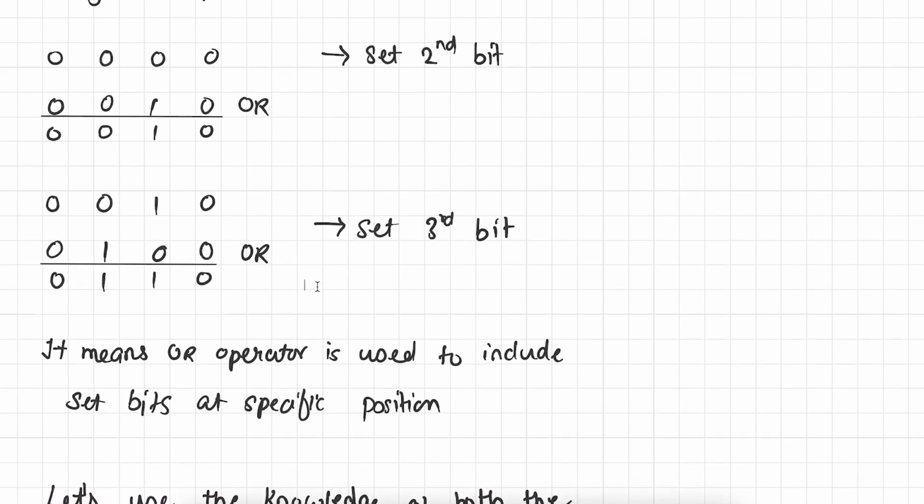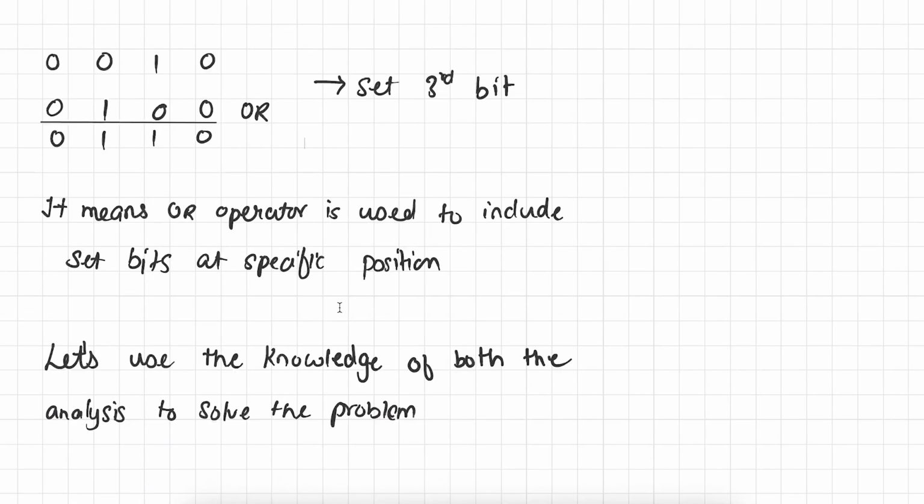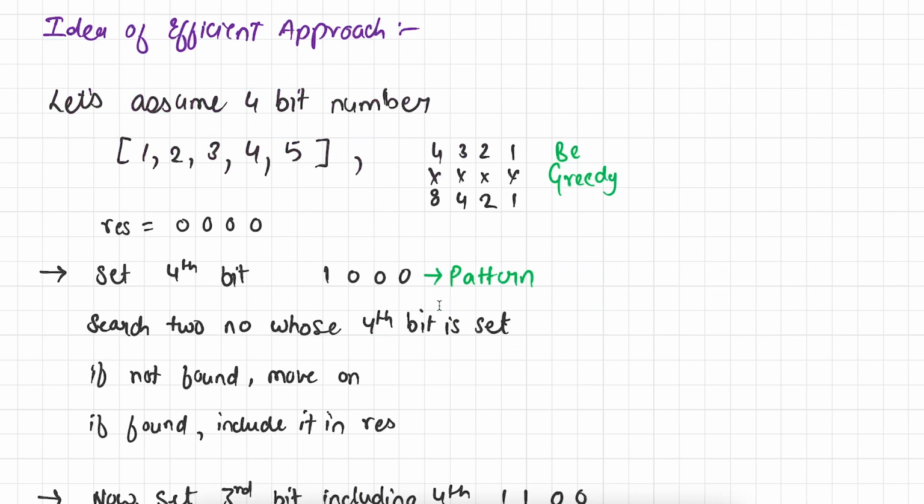So when we use the OR operator, we can set bits at a specific position while keeping the existing bits intact. Okay. So now let's use the knowledge of both analyses to solve the problem. This is the idea of the efficient approach. Let's assume 4-bit numbers as of now.